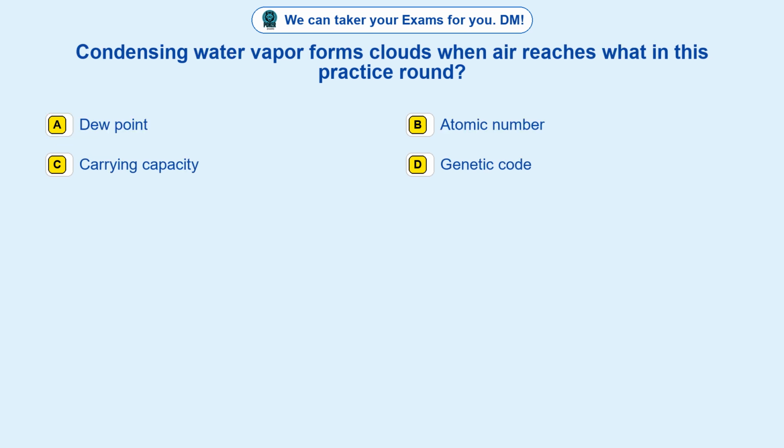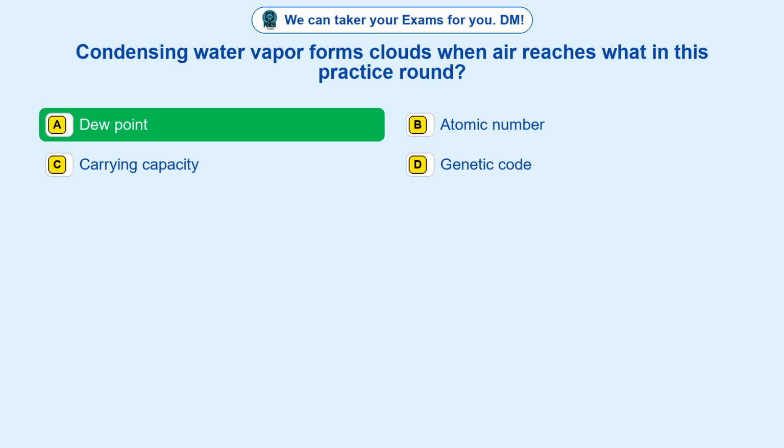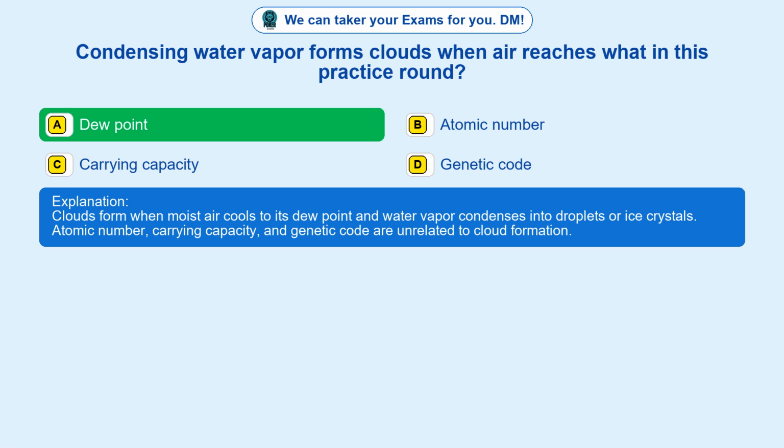Question 99. Condensing water vapor forms clouds when air reaches what in this practice round? Option A, dew point. Option B, atomic number. Option C, carrying capacity. Option D, genetic code. The correct answer is option A. Dew point. Clouds form when moist air cools to its dew point and water vapor condenses into droplets or ice crystals. Atomic number, carrying capacity, and genetic code are unrelated to cloud formation.